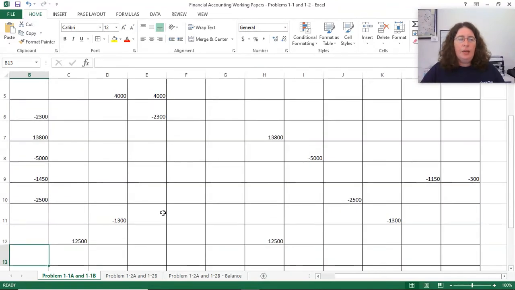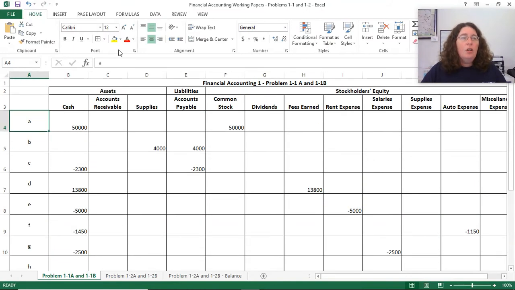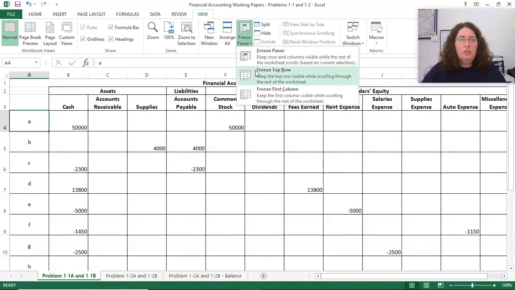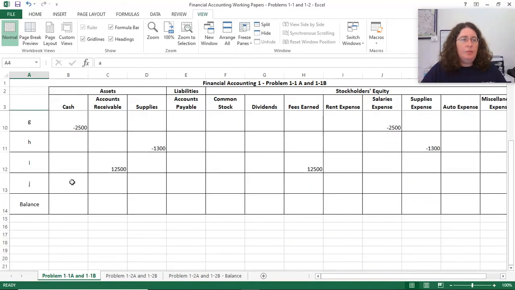I don't like that. Okay. Letter J, I was trying to get everything to fit on one screen, but that's not happening. Letter J says paid dividends of $3,900. Okay, so we want to pay dividends of $3,900. Oh, there we go. That's what I wanted to happen.